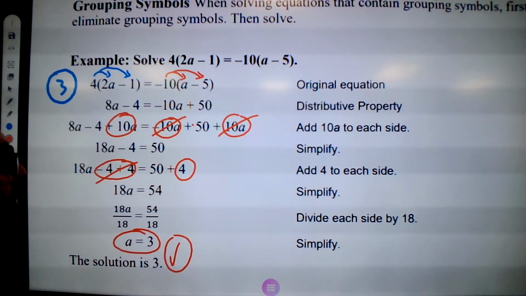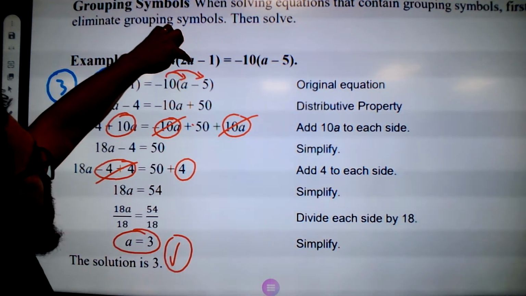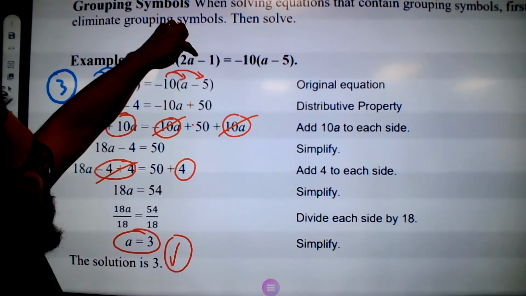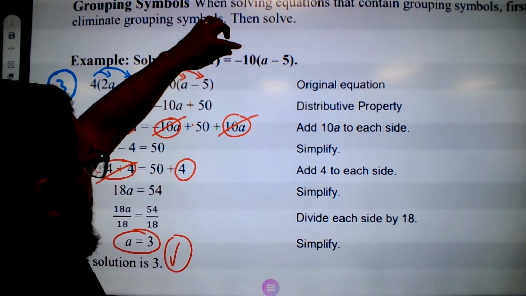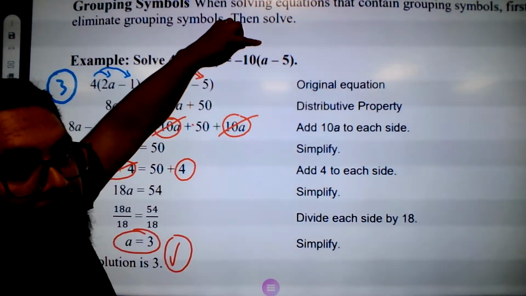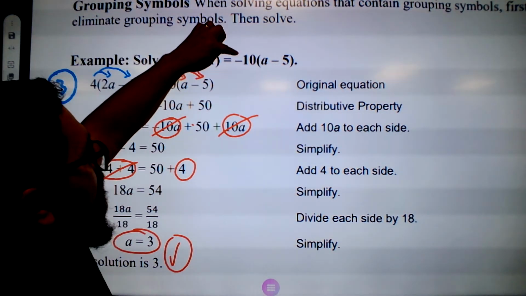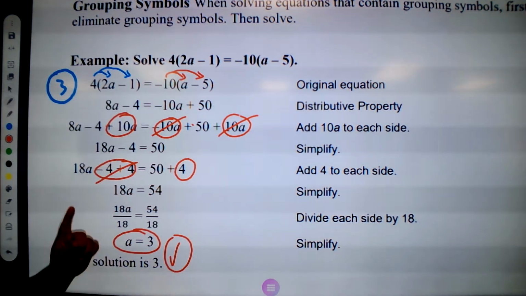You want to check your answer? Okay, let's check your answer. Let's put in 3 in here. So what's 2 times 3? 6. Minus 1, 5. What's 5 times 4? 20. Now let's put it in here. So 3 minus 5. What's 3 minus 5? Negative 2. And then negative 2 times negative 10? 20. So a is equal to 3. Okay, that's example number 3.